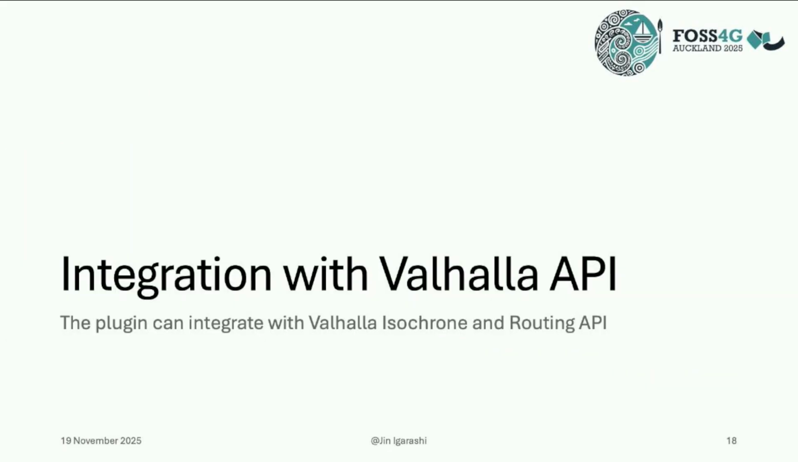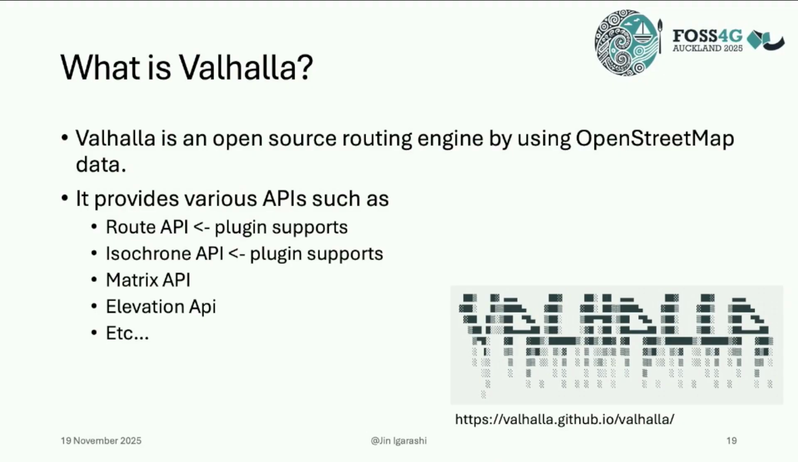The last control is for Valhalla. Valhalla is an open source routing engine using OpenStreetMap data, and its API supports a lot of features: route API, isochrone API, matrix API, elevation API, etc. This plugin supports the route API and the isochrone API of Valhalla.